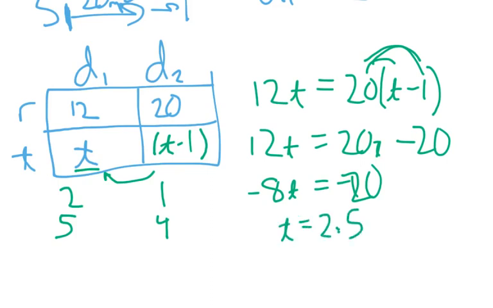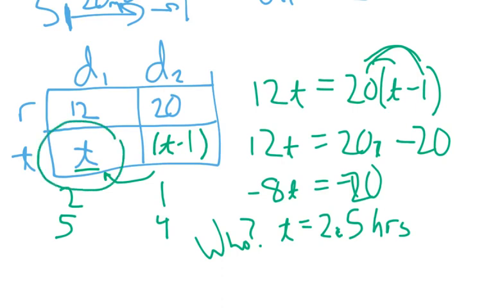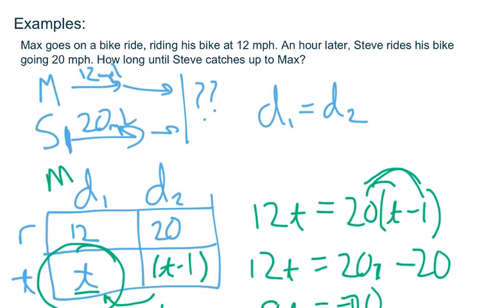Now, we've got to think, what is this 2.5? It's 2.5 hours, but for who? Who was riding for t hours? T. And remember, this represented Max. So Max rode for 2.5 hours. So when it comes to the answer, we have to look at the question. And this one's kind of vague. How long until Steve catches up to Max? Well, 2.5 hours after Max started riding his bike.